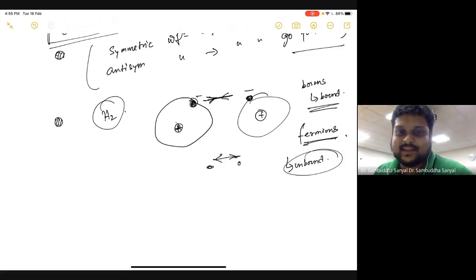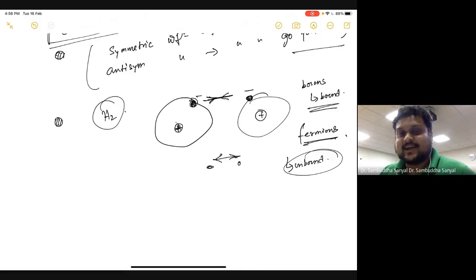Because if that would have happened, the hydrogen molecule would have been unstable. It would have decayed immediately, because they will try to go far apart. If the hydrogen molecule is unstable, then there will be no life, right? I mean, nothing will be there, right? Everything is built from the hydrogen molecule. So that's definitely not happening.